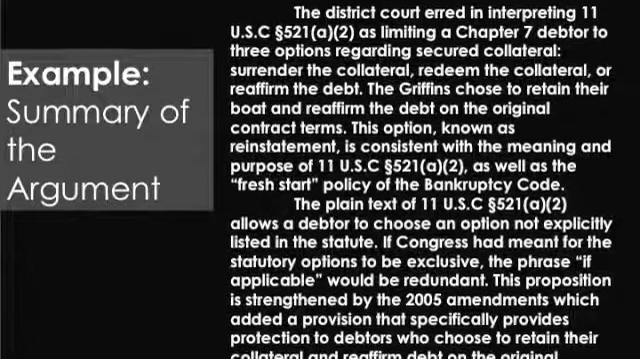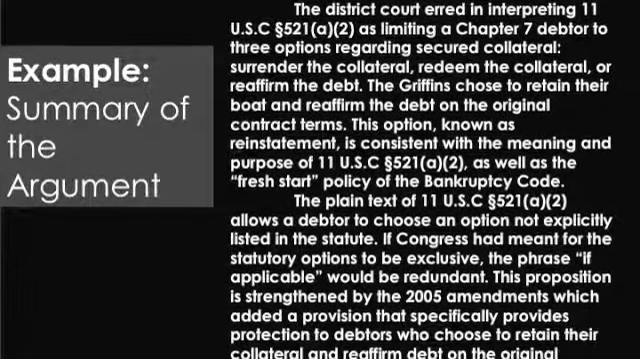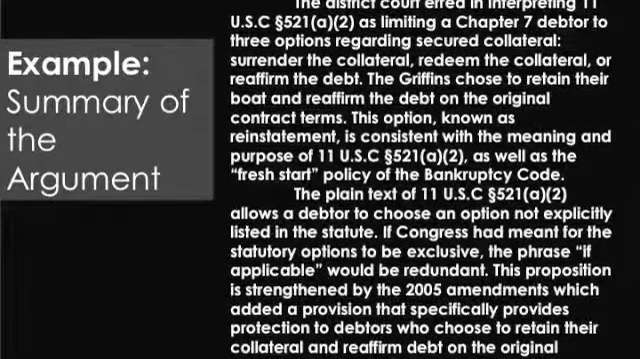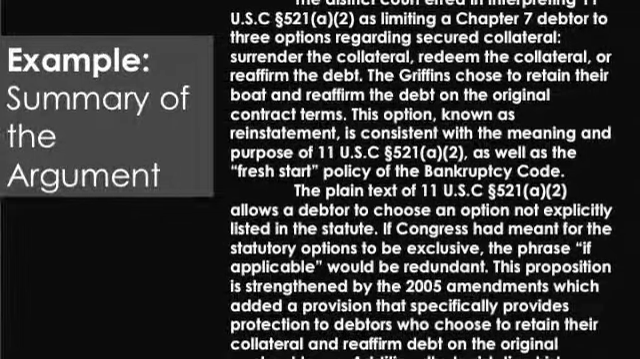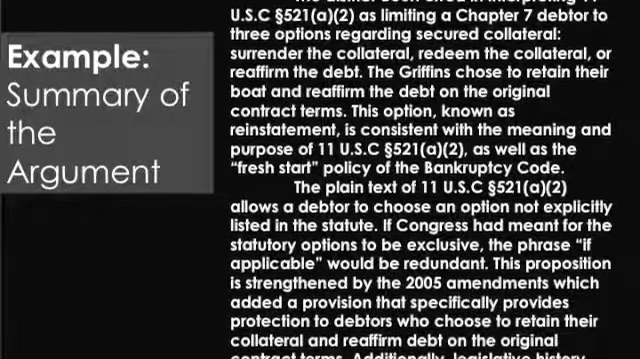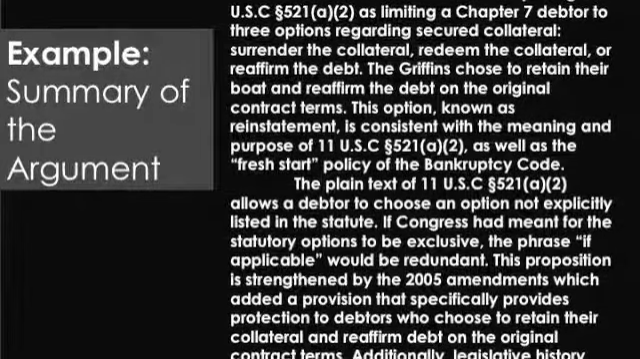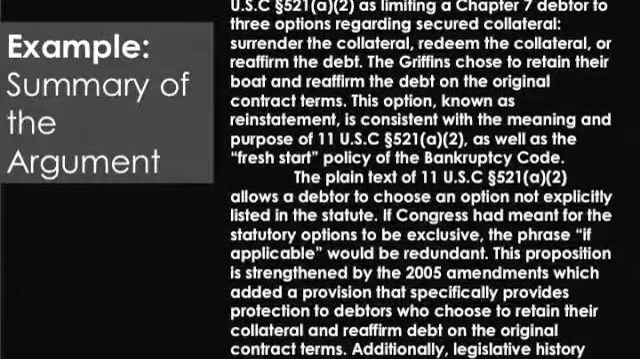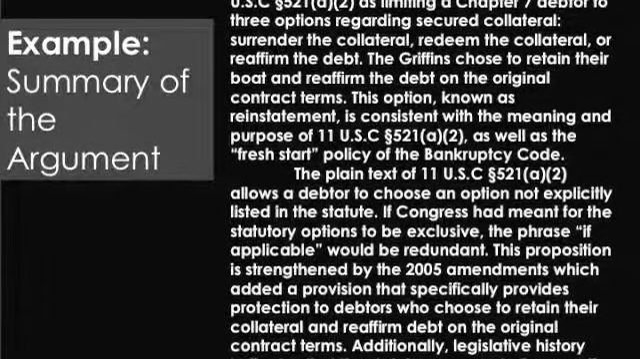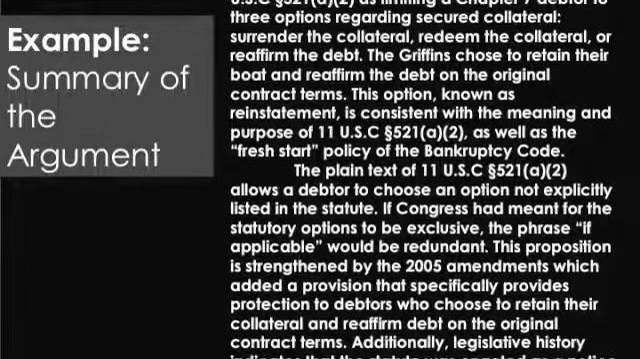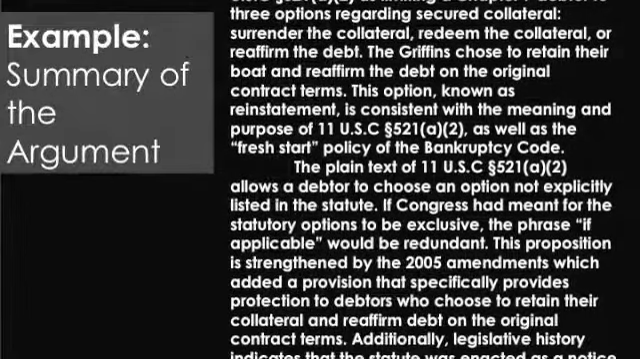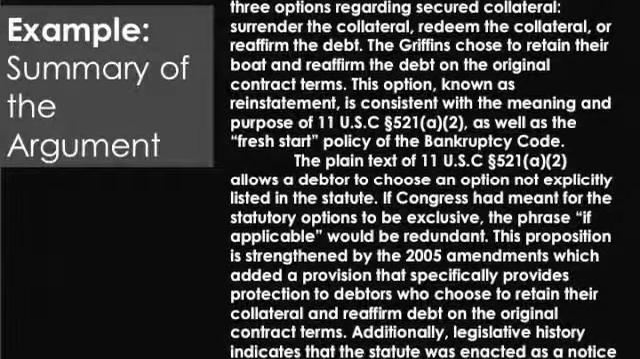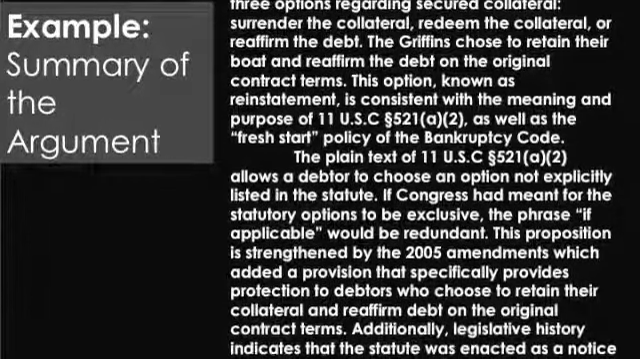The district court erred in interpreting 11 U.S.C. 521(a)(2) as limiting a Chapter 7 debtor to 3 options regarding secured collateral: surrender the collateral, redeem the collateral, or reaffirm the debt. The Griffins chose to retain their boat and reaffirm the debt on the original contract terms. This option, known as reinstatement, is consistent with the meaning and purpose of 11 U.S.C. 521(a)(2), as well as the fresh start policy of the Bankruptcy Code.